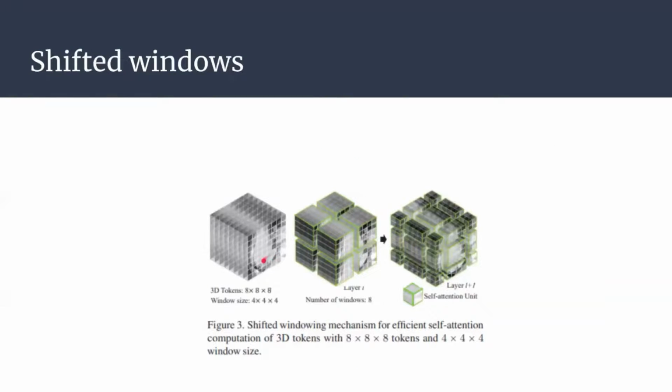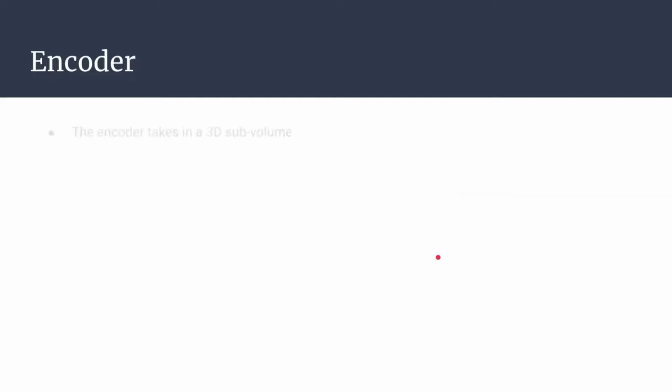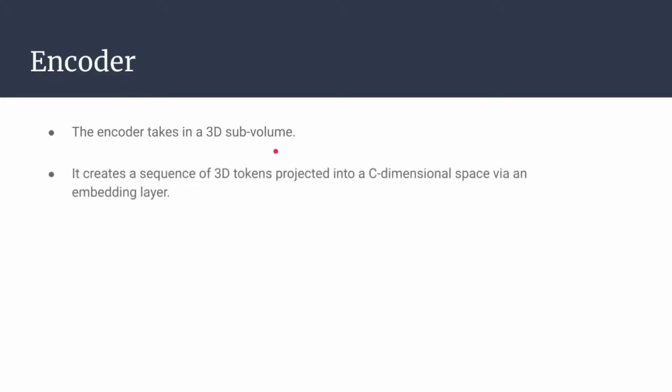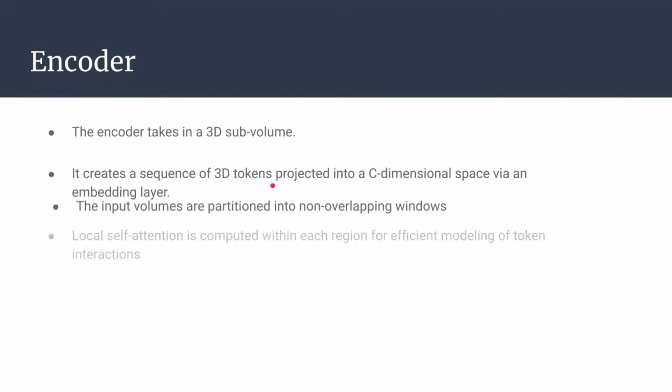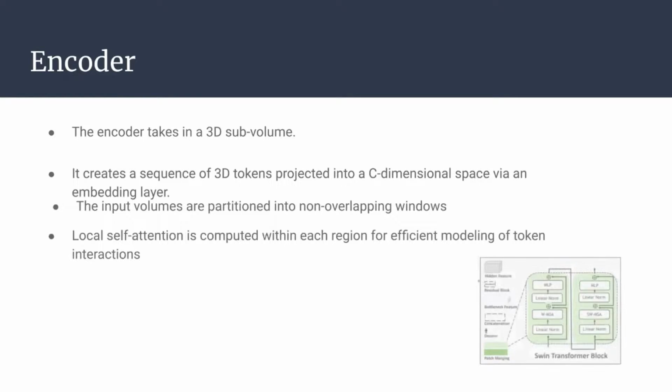The key is the shifted window mechanism. They compute the attention in windows, and then to get the global information they shift the window like this, and then compute the self-attention. So the model has an idea of what is going on outside of its window as well. The encoder takes a 3D subvolume. It creates sequences of 3D tokens projected into a C-dimensional space via an embedding layer. The input volumes are partitioned into non-overlapping windows. Local self-attention is computed within each region for efficient modeling of token interactions.